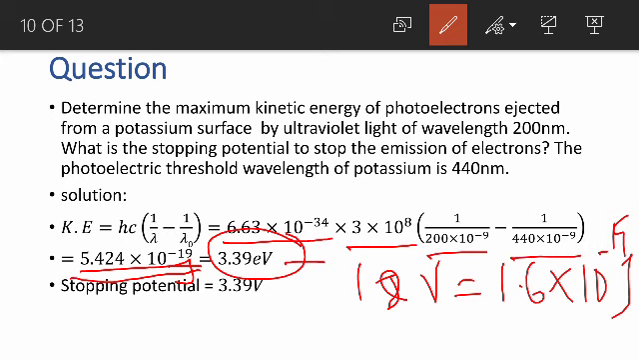Now, the next question we asked to find here is the stopping potential. If you have your kinetic energy in electron volts, then your stopping potential is not a problem. It is still the same 3.39, but just that the unit here is in volts.